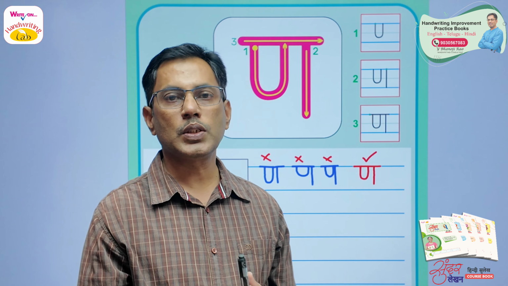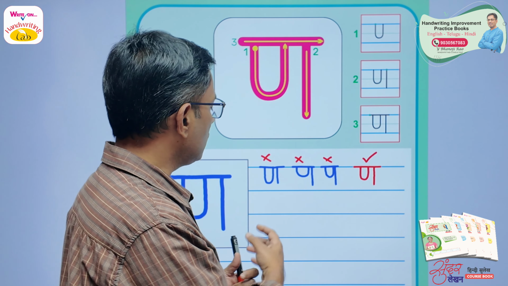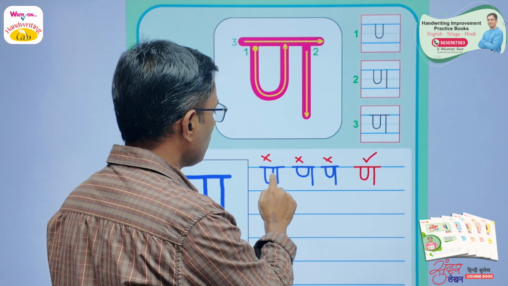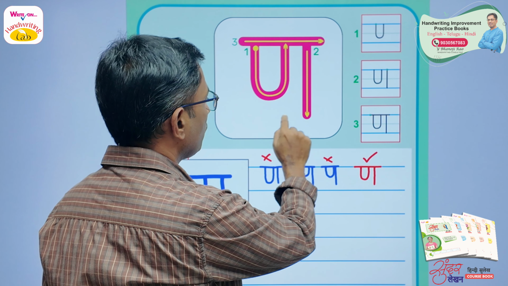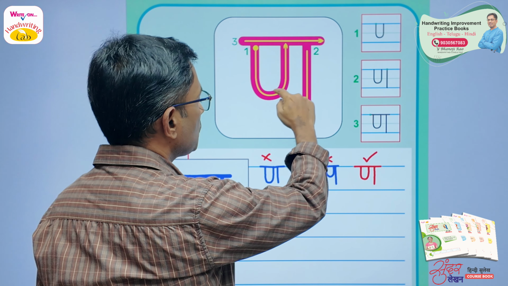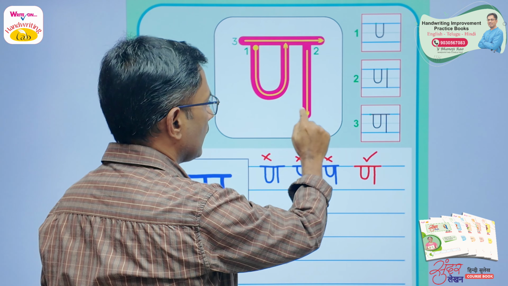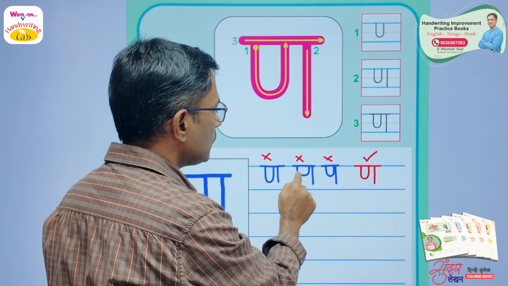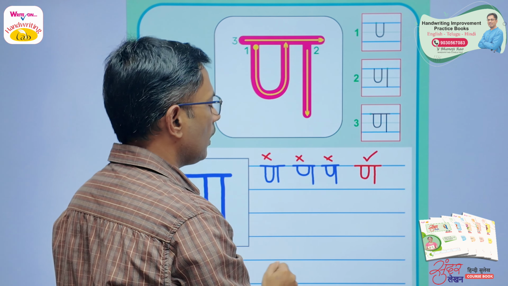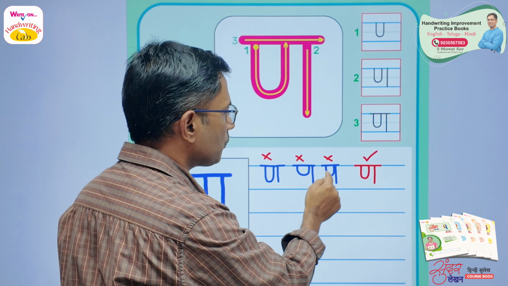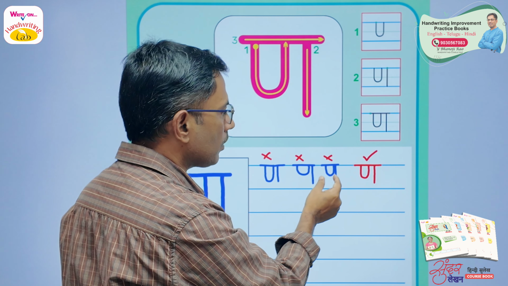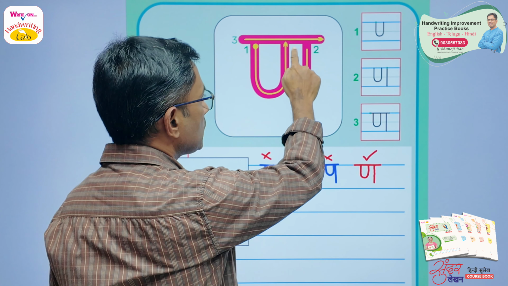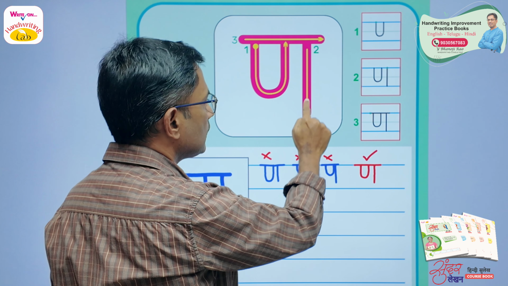Some common mistakes while writing this letter. Here, this first step is made very long. The first step and the standing line are not of equal size. This U shape should be made shorter than the standing line. And here, this U shape is made very broad, and here there is no space between this first step and second step. If there is no space, it looks like letter pa. There should be some space between the first step and this standing line.